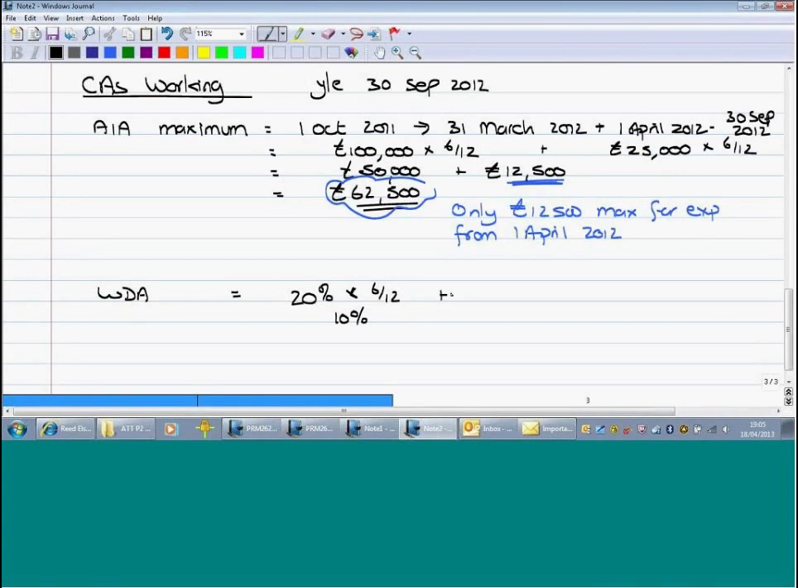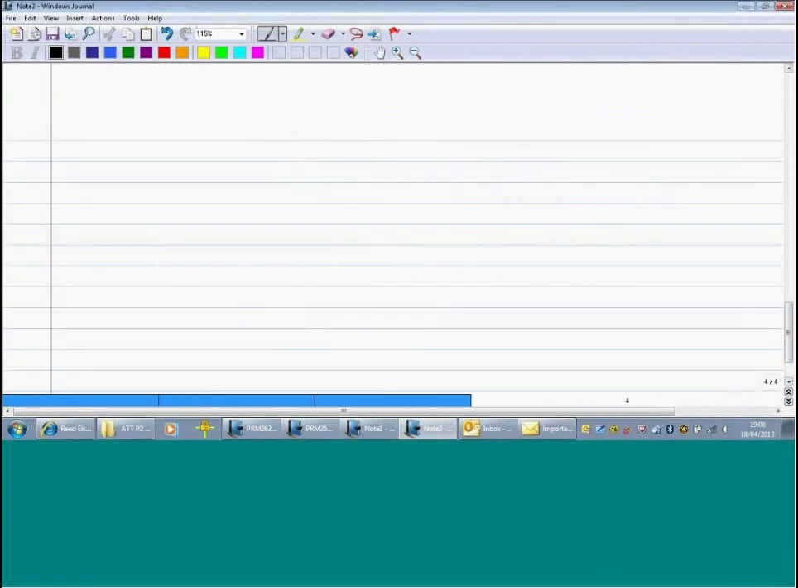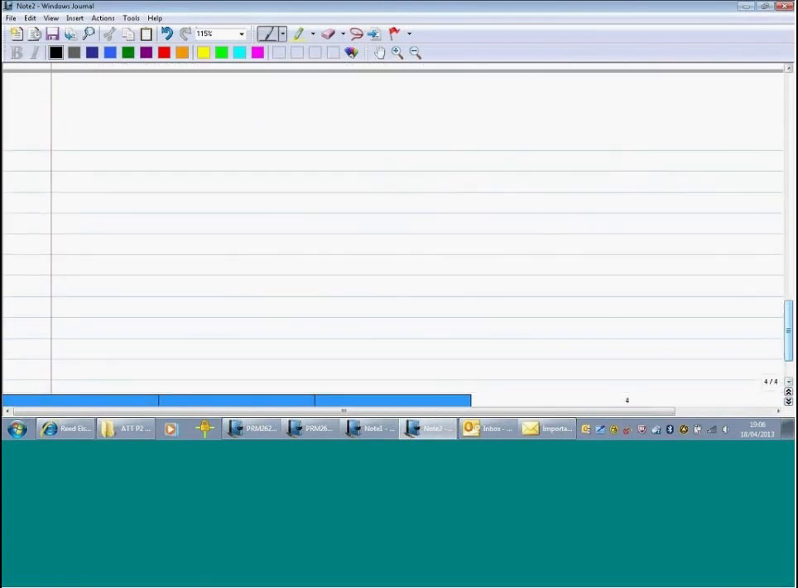plus from the 1st of April 2012 to the 30th of September 2012, we're now looking at a writing down allowance percentage of 18%. That's per annum. We only care about 6 months worth, so we're going to take 6/12 of that figure, i.e. that gives us 9%. And we add those two together, and that gives us a writing down allowance of 19% for this year end. We can then set up the basics of our capital allowances working.